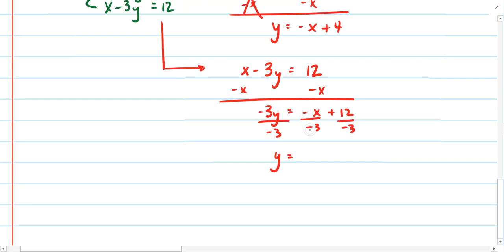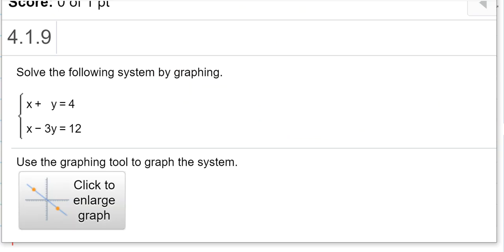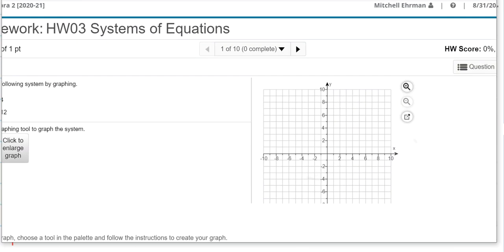Well, I have a negative 1 divided by negative 3, and that's going to result in the fraction 1/3. And the x can be written by itself. 12 divided by negative 3 leaves me with negative 4. And now I have a second equation that can be graphed. We can try to sketch a graph by hand, but part of the MathXL question actually asks you to graph the lines over here.